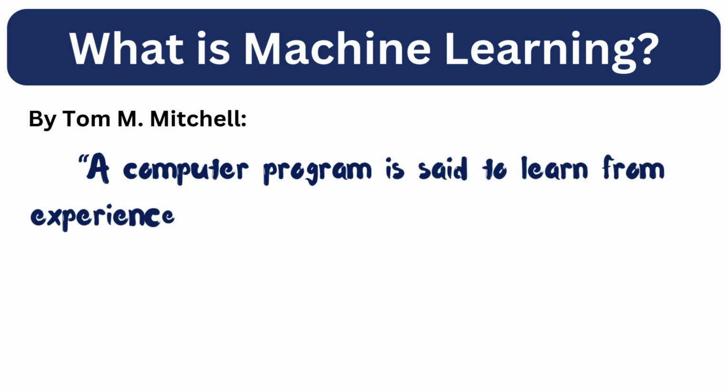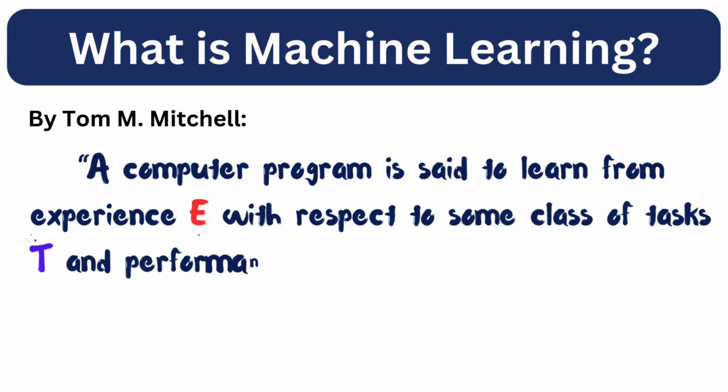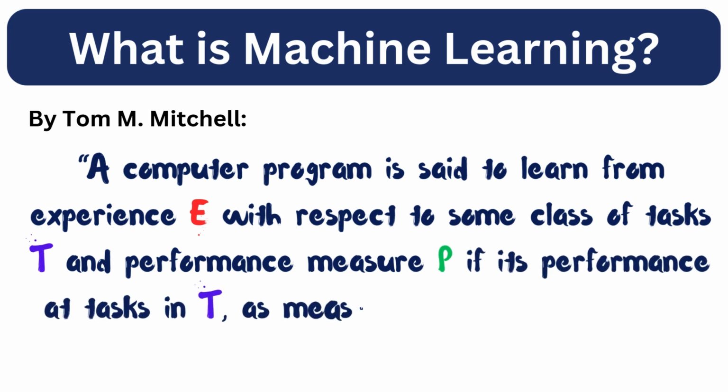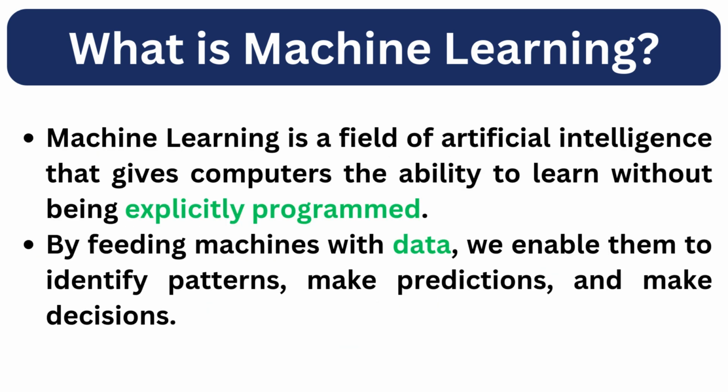According to Tom Mitchell, a computer program is said to learn from experience E with respect to some class of tasks T and performance measure P, if its performance at task T as measured by P improves with experience E, then we call it machine learning. This was a bookish definition. In simple words, machine learning is a field of artificial intelligence that gives computers the ability to learn without being explicitly programmed. By feeding machines with data, we enable them to identify patterns, make predictions, and take decisions.